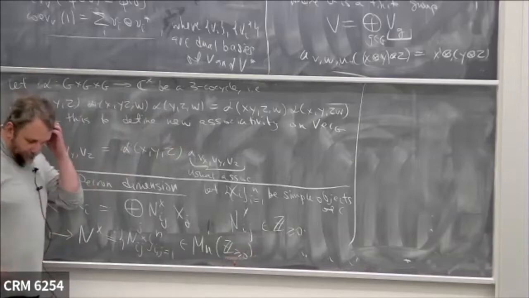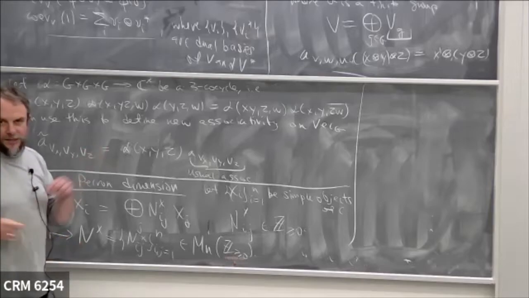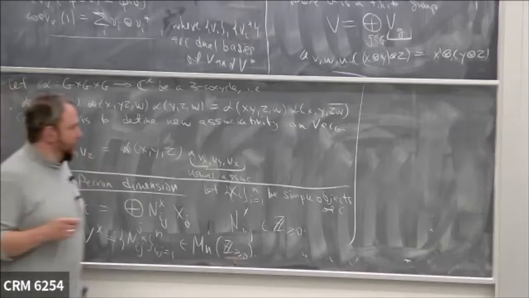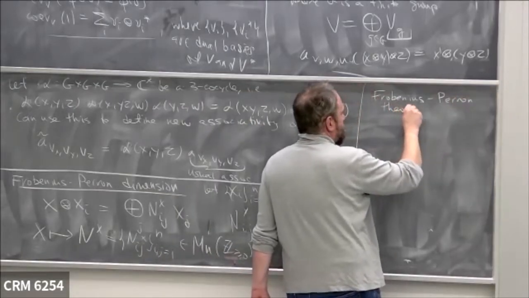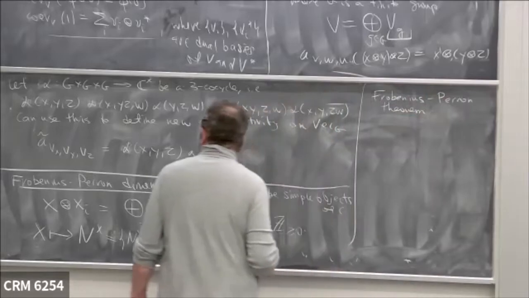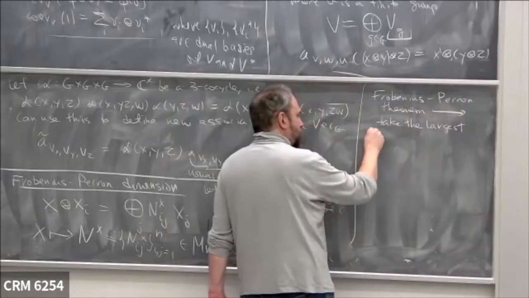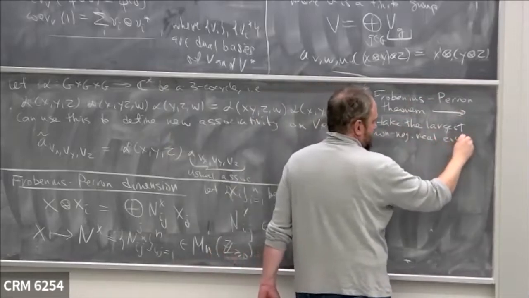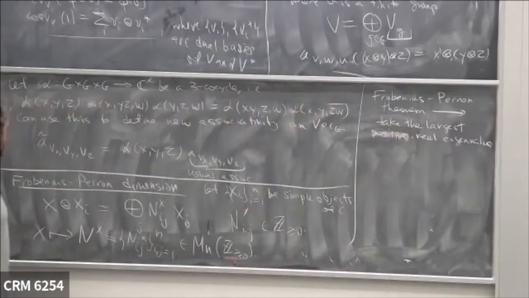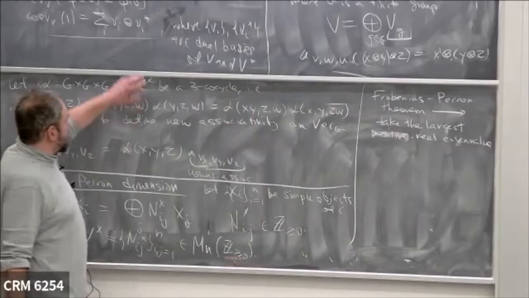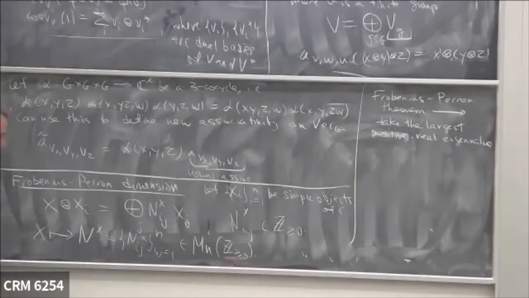There is a classical result, a theorem of Frobenius and Perron, that tells you that such a matrix has a non-negative eigenvalue that dominates other eigenvalues in absolute value. The Frobenius-Perron theorem allows you to take the largest non-negative real eigenvalue. In fact, it's strictly positive, and the reason for this is that such a matrix cannot be nilpotent because of the rigidity. Otherwise, the rigidity would fail.